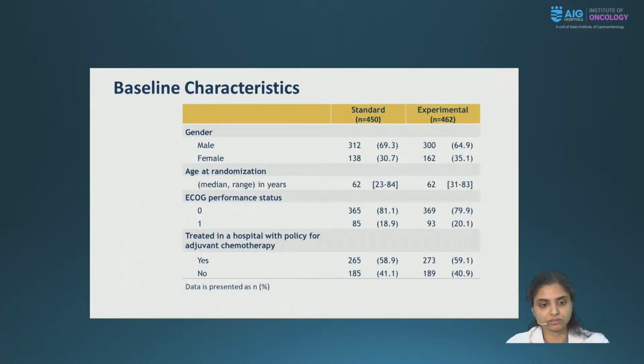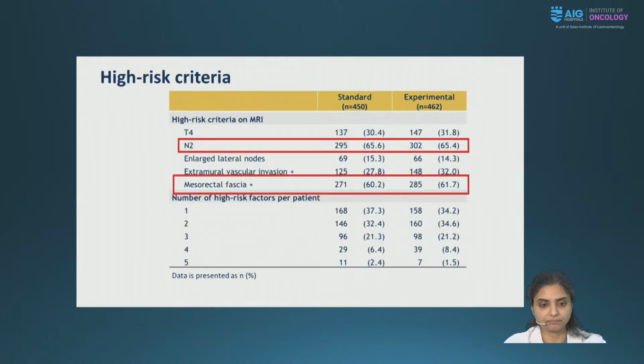Most of the patients in this trial, almost close to 70%, are male. The median age is around 62 years, and patients with good performance status were taken in this trial. The high risk criteria we spoke about in my previous slides, the mesorectal fascia involvement and the N2 disease, comprised most of the population in this trial.